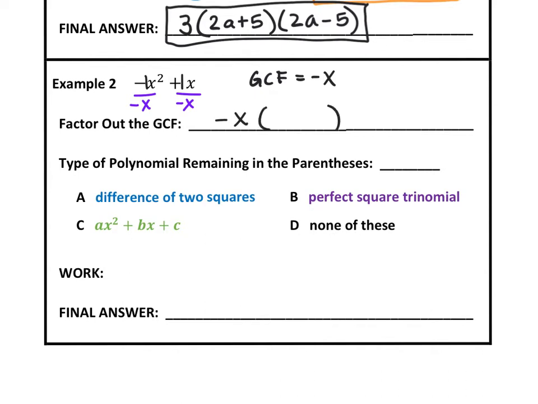So parentheses. Okay, what's x squared divided by x? It's x. Remember that negative divided by negative is a positive. Positive divided by negative is a negative. And x divided by x is 1. So negative 1.